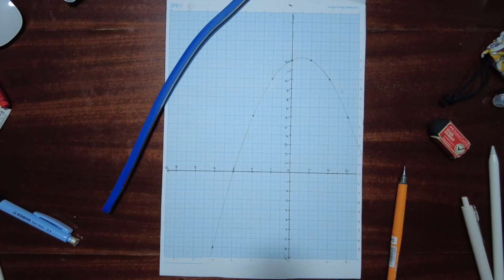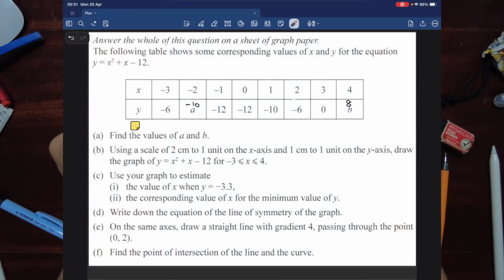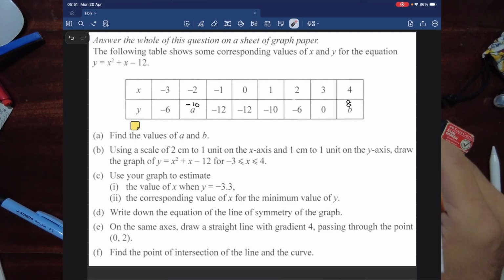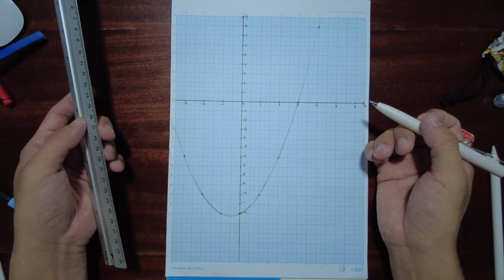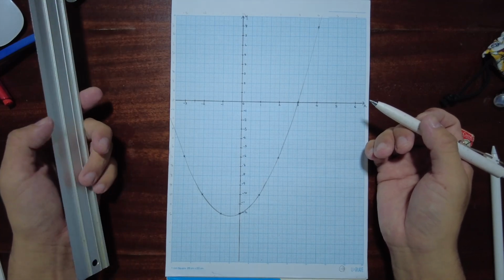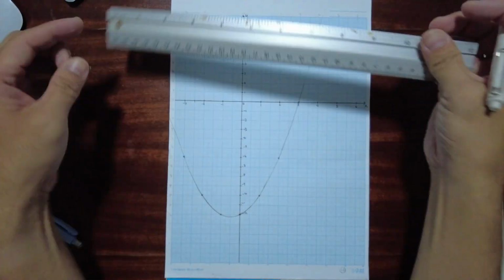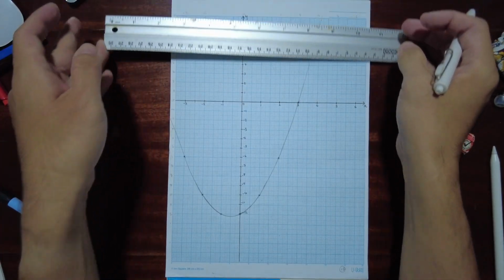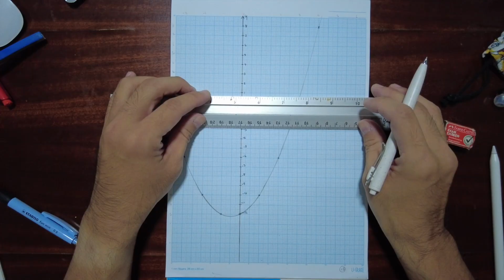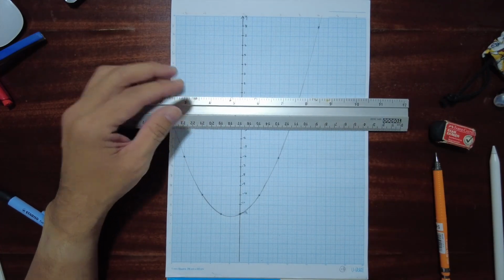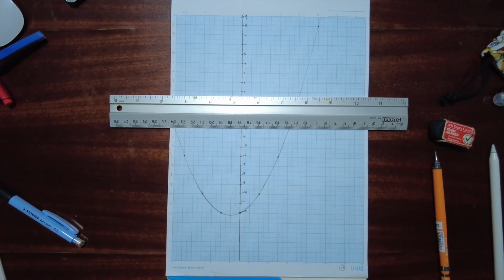Okay, we are done. Part C asks, use your graph to estimate the value of x when y equals negative 3.3. So on our graph, we will draw a line on the y-axis at negative 3.3. Wait, let me zoom in so that you can see what I'm doing.